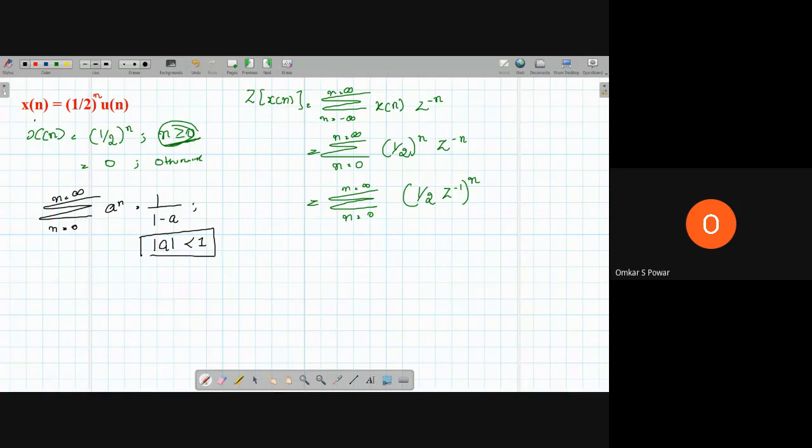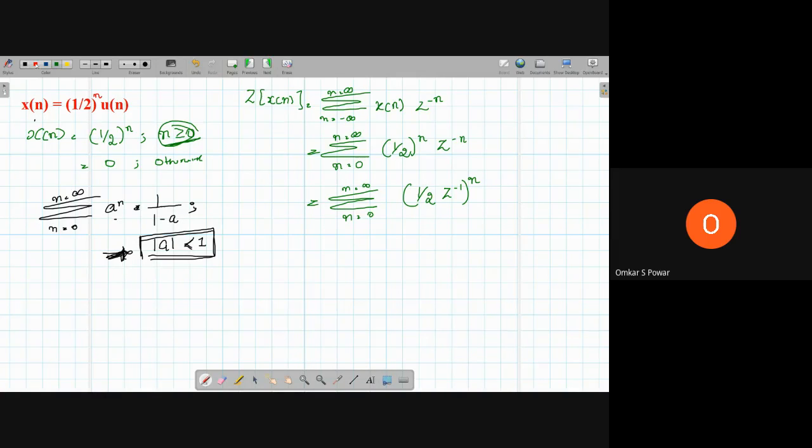This condition we have to use for plotting the ROC. This formula you have learnt in maths: summation n varies from 0 to infinity a power of n is equal to 1 by 1 minus a, provided that mod a is less than 1. This is helpful while plotting the ROC.